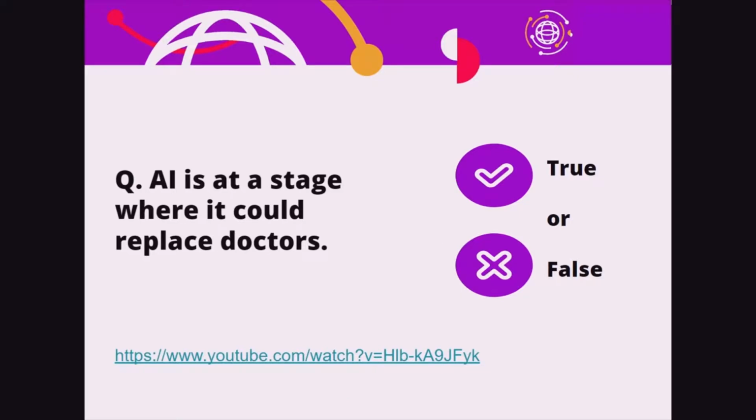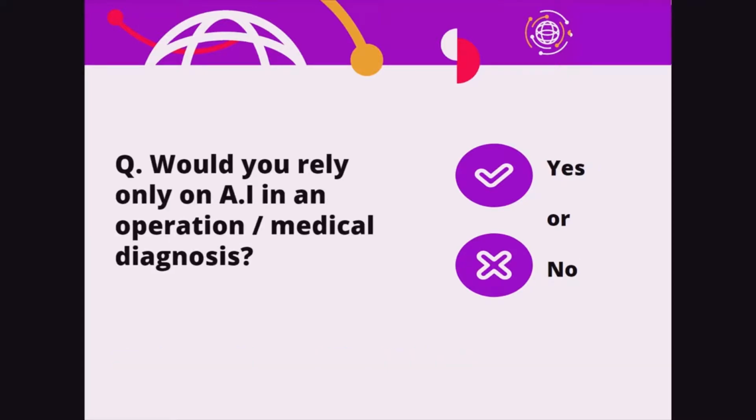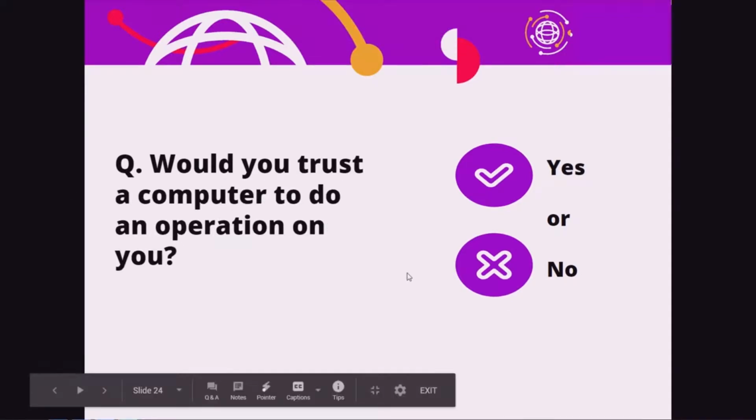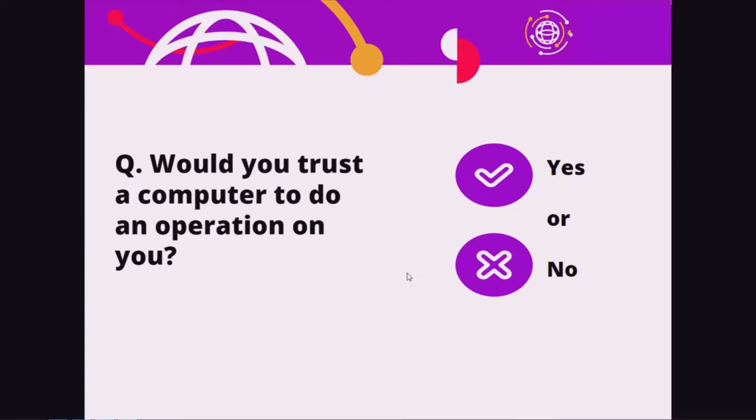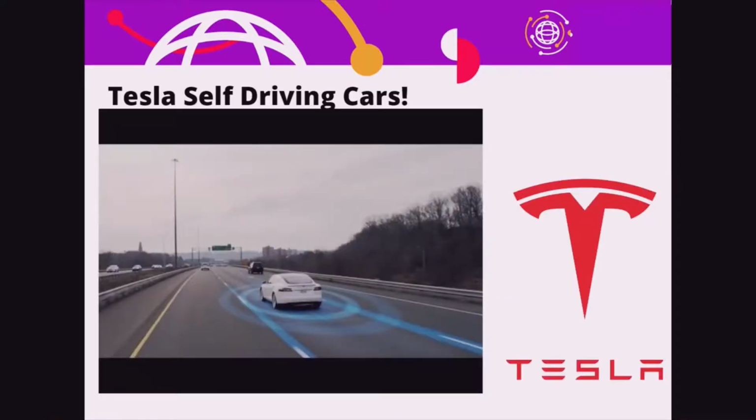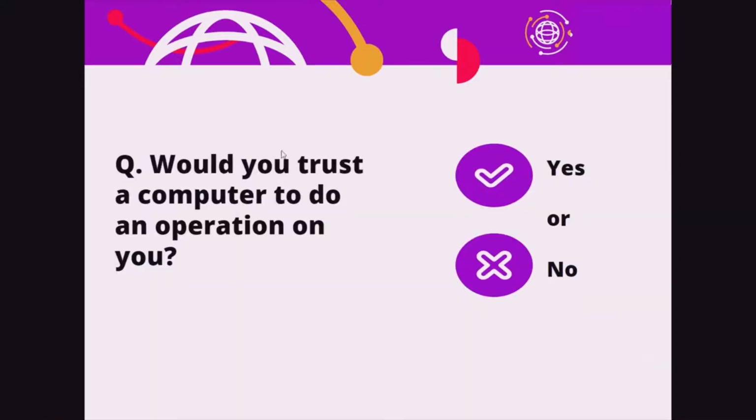Okay, so most of you have probably said true. Yeah, they could replace some things that doctors do, probably not everything, but artificial intelligence is clever. So would you trust a computer to do an operation on you? What do you think? Yes or no? And more interesting, the word here is trust. Yeah, they might be able to do it, but would you actually trust them to do it?